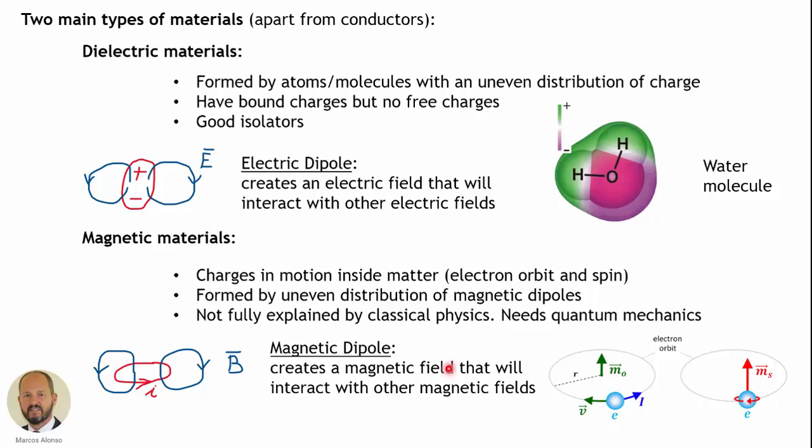This behavior can be represented by a magnetic dipole, which is a very small loop of current that generates a magnetic field, and this magnetic field is going to interact with other magnetic fields that we can have in the surroundings, similarly as in the case of dielectric materials with the electric fields.